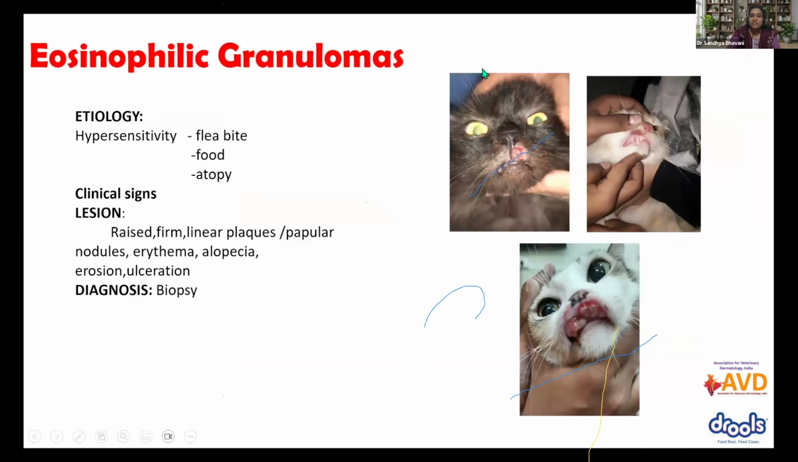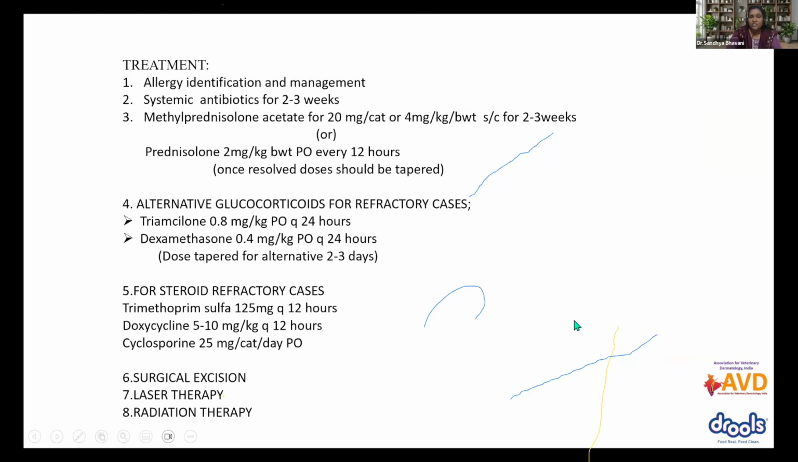So eosinophilic granuloma, as I said, is because of hypersensitivity: flea bite, food, and atopy. You can see raised plaques, papillary nodules, or erythema and alopecia. This is a severe form of eosinophilic granuloma. Granuloma mostly will be present in the lower lip or upper lip. So the treatment is identification of the allergen, and you can go for systemic antibiotics. In case of cats, you can go for methylprednisolone acetate or prednisolone. Alternatively, we can go for triamcinolone or dexamethasone. And in any refractory cases, you can go for doxycycline along with niacinamide or cyclosporin.